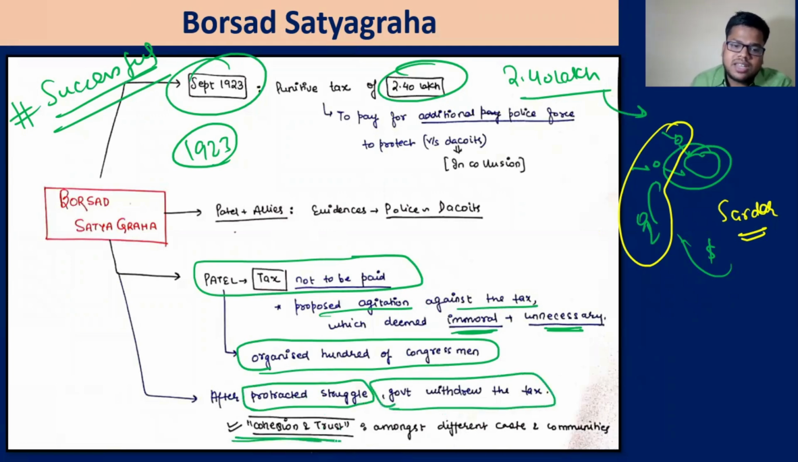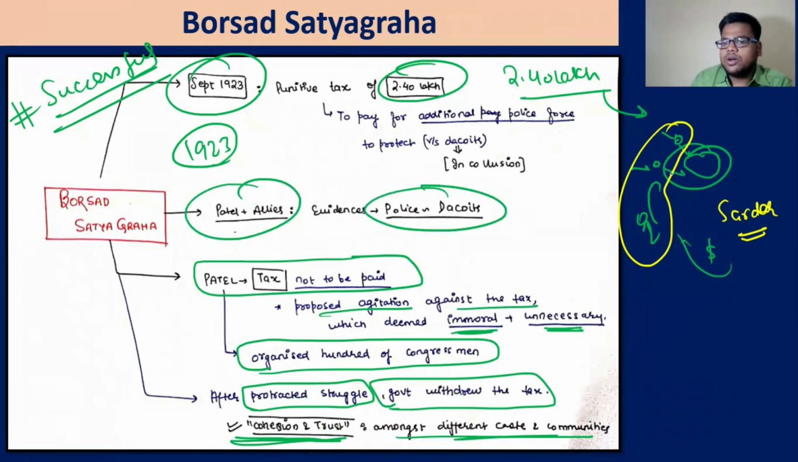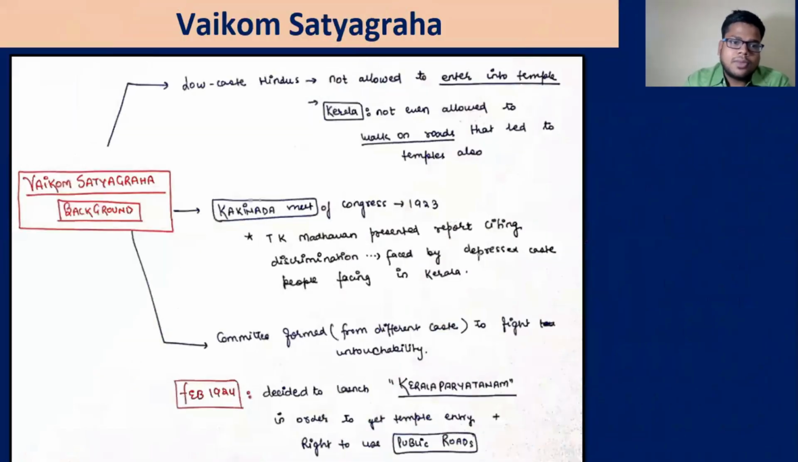Right? And he established trust and cohesion among the different castes and communities. So this is your Borsad Satyagraha. Very quickly, Patel and allies found the evidence that the police and the dacoits are hand in glove. So this is your Borsad Satyagraha. Next, very, very important, that is Vaikom Satyagraha.